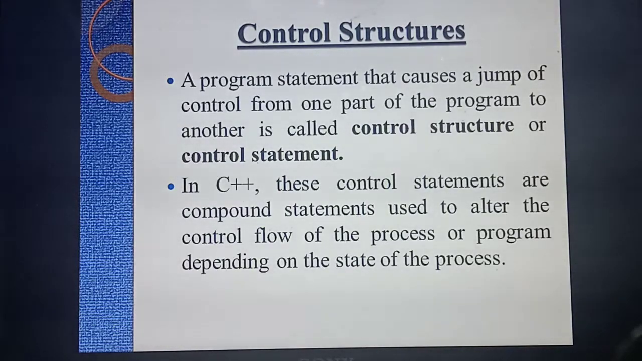Which one are we calling a control statement or control structure? Already you have studied, no? The control of the program jumps from one part to another part. For example, it may be an if condition or if else condition. Sometimes it will execute only the true block. Sometimes the condition is false, so it will directly jump to the false part or else part, isn't it? So likewise, the program statement causes the jump from one part of the program to the next part of the program.